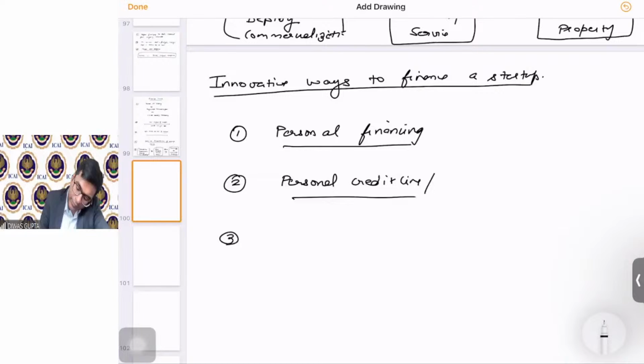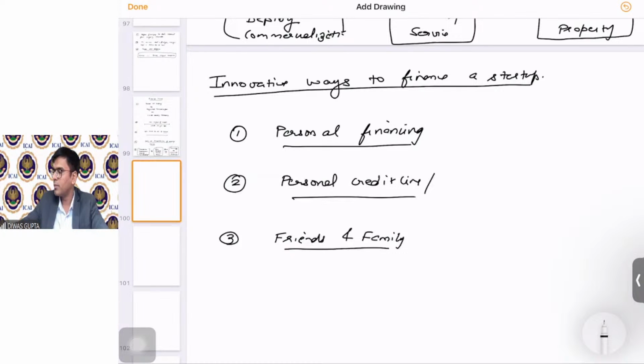Third, friends and family. So this is an informal borrowing, students. This is an informal borrowing wherein they will reach out to their relatives, friends, and families to get the initial amount required to start the startup, right? So in this manner, they will be able to arrange some finance informally with the help of friends and family.